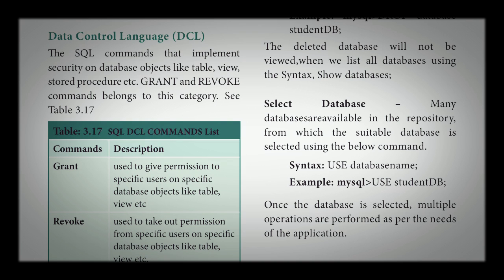Revoke is used to take out permission from a specific user and specific database objects like tables and views. So to remove some permissions from the user, you can use this revoke command.